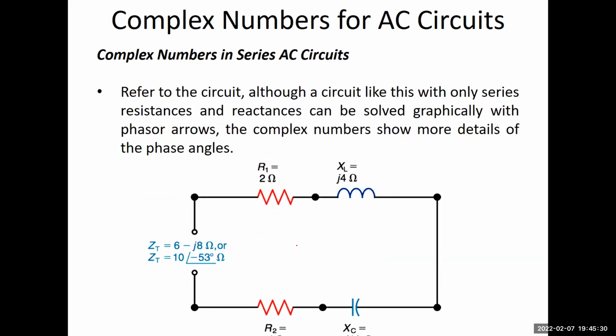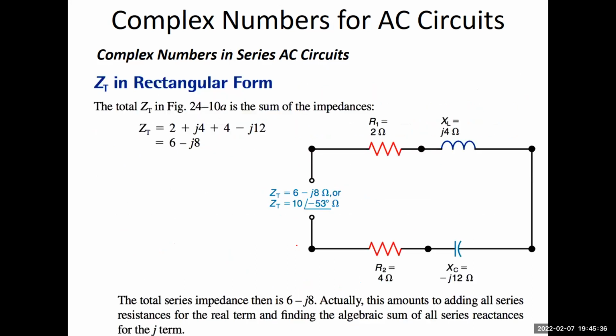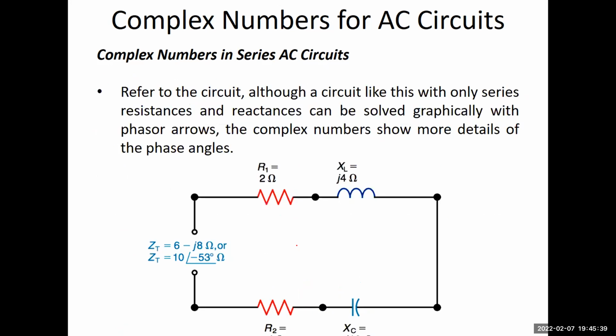Okay. So let us now talk about the complex numbers in series AC circuits. Okay. For example, we have R1 of 2 ohms and an XL of J4 ohms, and another R of 4 ohms, and an XC equal to negative J12 ohms. Okay, and so what will now be the total impedance? Okay? What will now be the total impedance of the circuit?